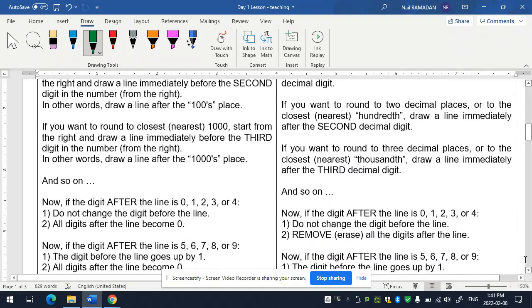Now, here's where rounding is actually done. Once you put the line, everyone, eyes on me. Once you put the line, if the digit after the line is 0 or 4, nothing happens to the number before the line. Do not change the digit before the line. All digits after the line become 0. What if the digit is what?